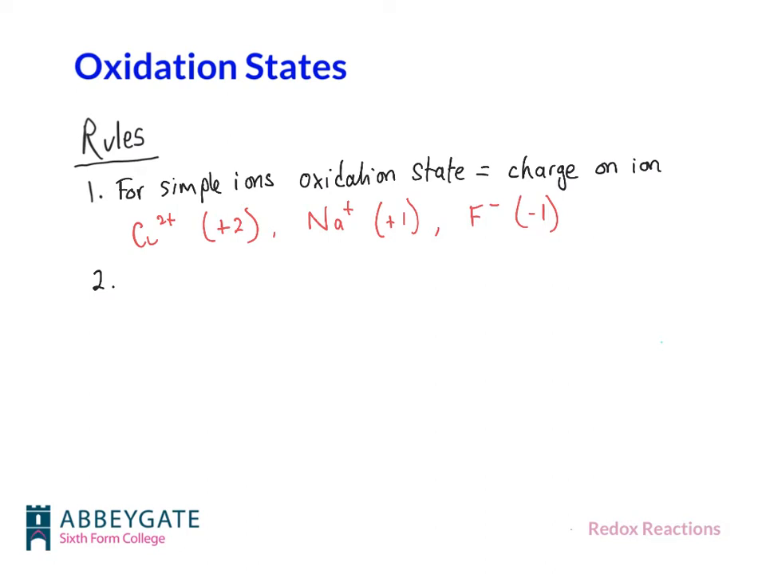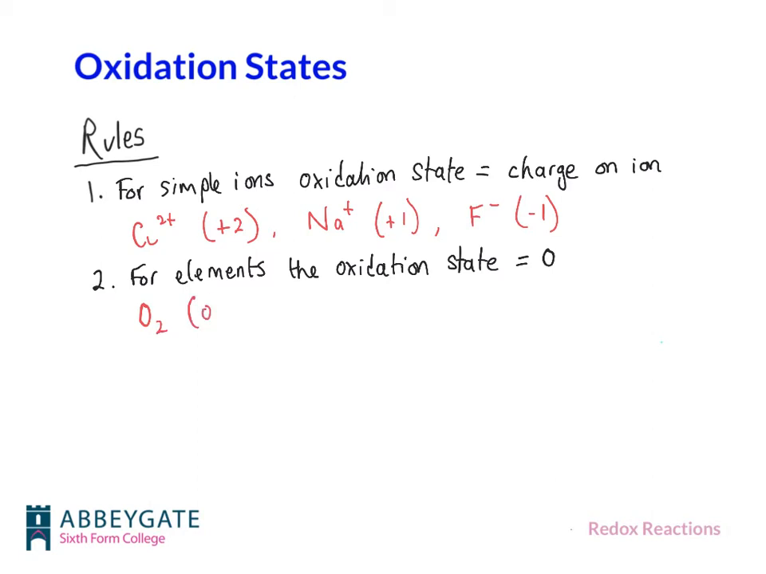Okay, if we then look at our second rule, if something is an element, for elements, the oxidation state is always 0. So the first thing you should be doing is looking at your substance and going, is this a compound or is it an element? It doesn't have to be in its standard state, but if it's on its own, it's just an element, then the oxidation state is 0.